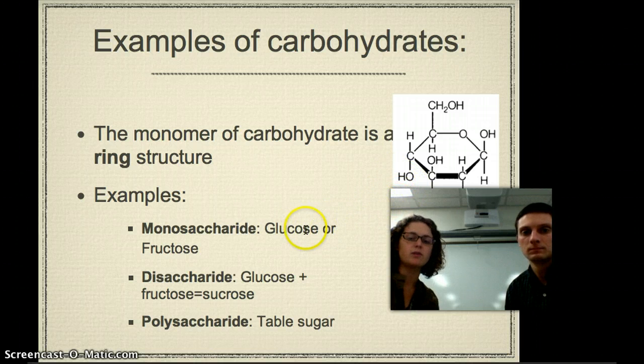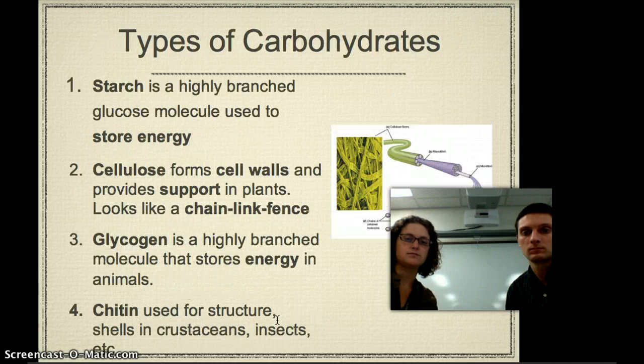If you glue 2 of these monomers together, you get a disaccharide, or sucrose, which is table sugar. And if you keep gluing monomers of carbohydrates together, you get a very large polysaccharide. Instead of table sugar, you can think of things like starch that you might find in pastas.